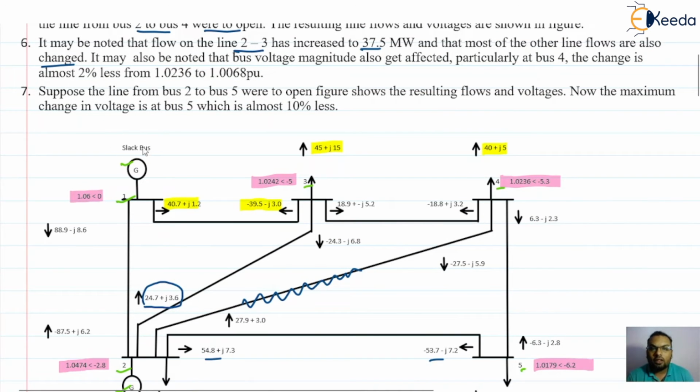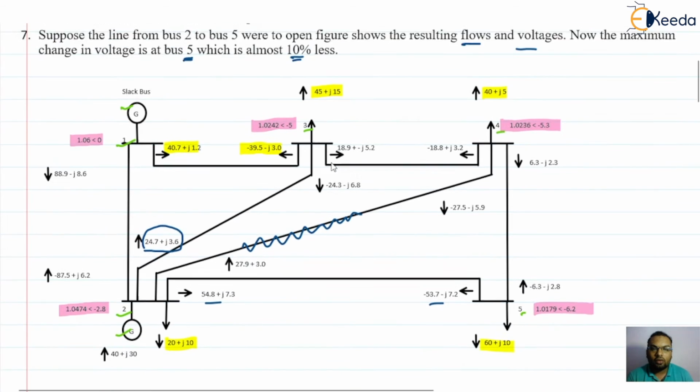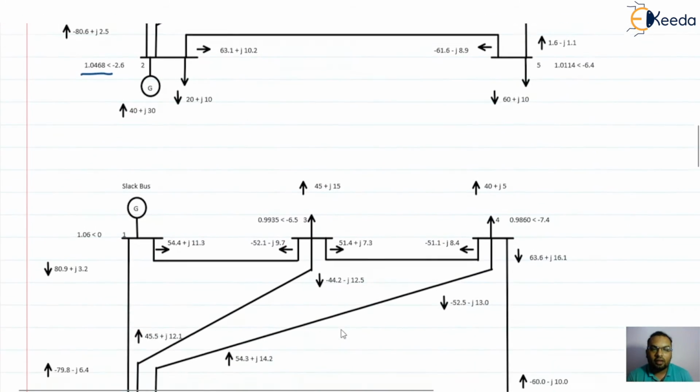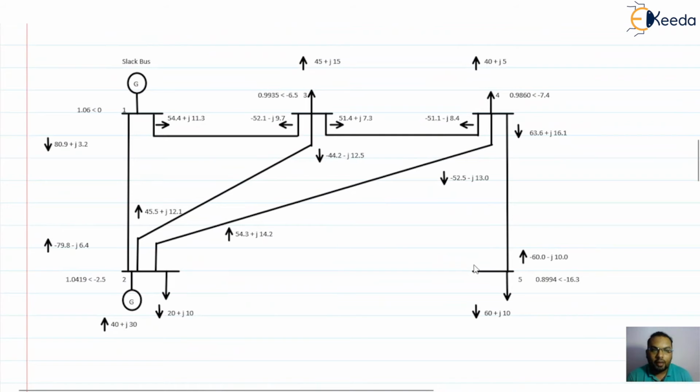Again, let us consider one more line outage. Let us consider that the line between bus 2 and 5 were to open. The resulting flows and voltages are shown in the next figure. In that we can see that the maximum change in voltage happens at bus 5, which is almost 10% less. So let us see that. Now we are going to open this line. See, this line is open now.